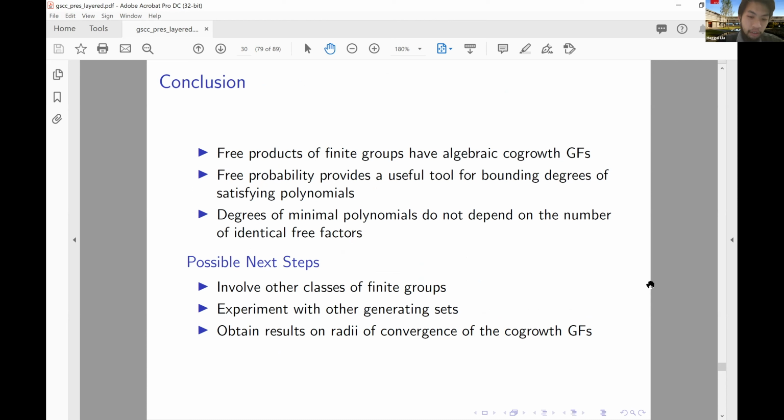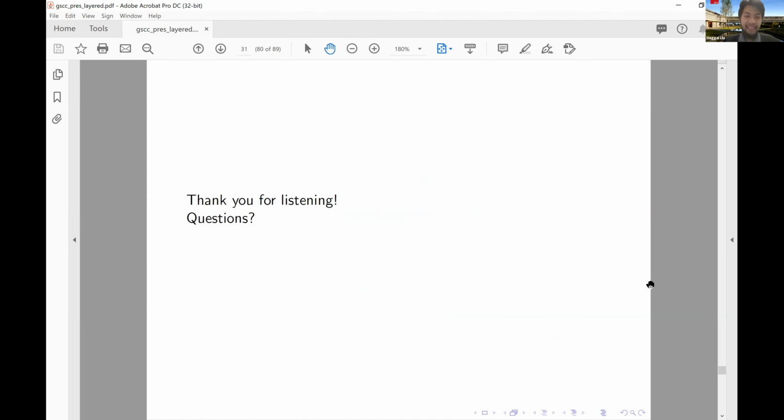We may want to involve other classes of finite groups besides cyclic and dihedral. We might want to experiment with other generating sets. And we might want to ask about the radius of convergence of the cogrowth generating function. The paper by my advisor actually has some results on those for some different cases, but maybe we can extend that for future work as well. So yeah, that's all I have for today.